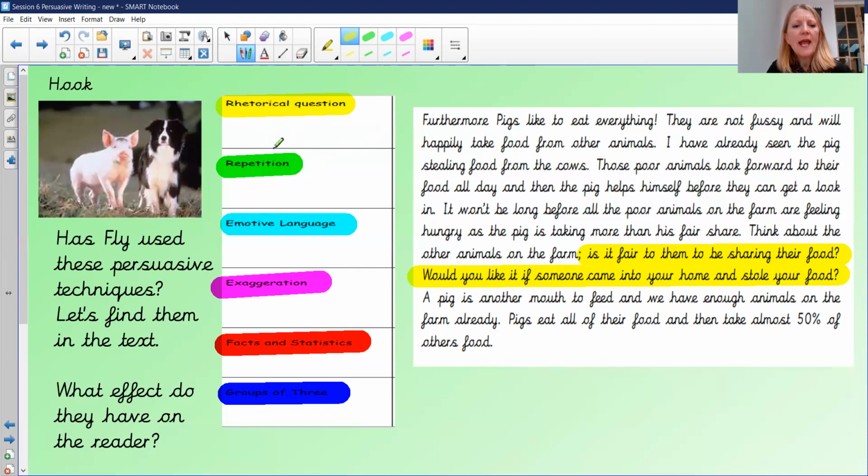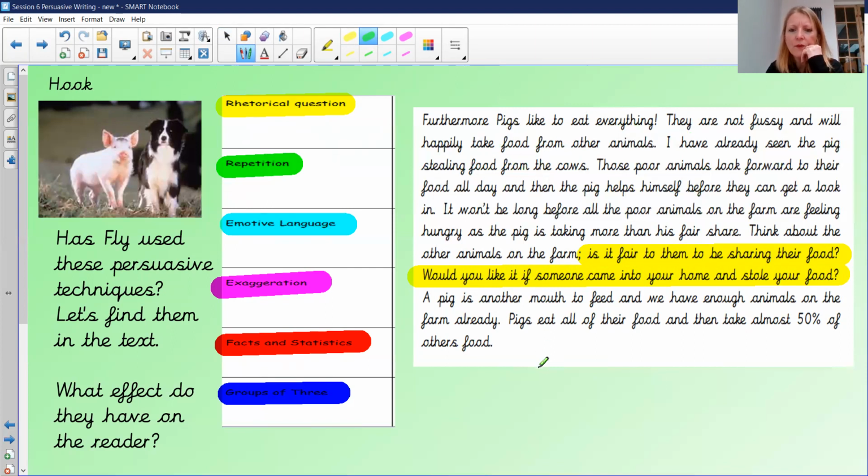Okay, so is there any repetition? In this paragraph, has Fly said something more than once? Okay, so let's have a look. We're looking for things that are repeated, not necessarily the group of 3. This is more repeating the same idea. So furthermore, pigs like to eat everything. They are not fussy and will happily take food from other animals. I've already seen the pigs stealing food from the cows. So taking food, stealing food.